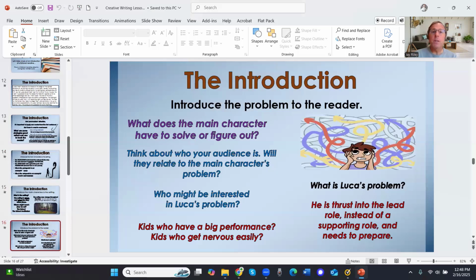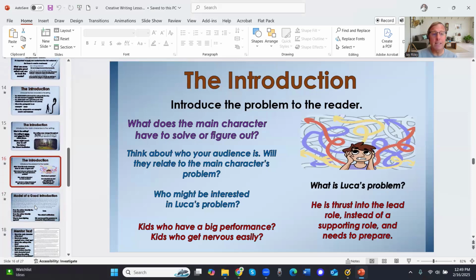And you also want to introduce the problem. When you're introducing the problem in the introduction, think about why that problem would be significant to the audience. That helps you to establish a purpose in writing, and it gets you thinking about who your audience may be. So in this particular text, is it students who have a big performance? Is it kids who get nervous easily? Okay, so think about how Luca's problem relates to those people who are going to be reading the text.